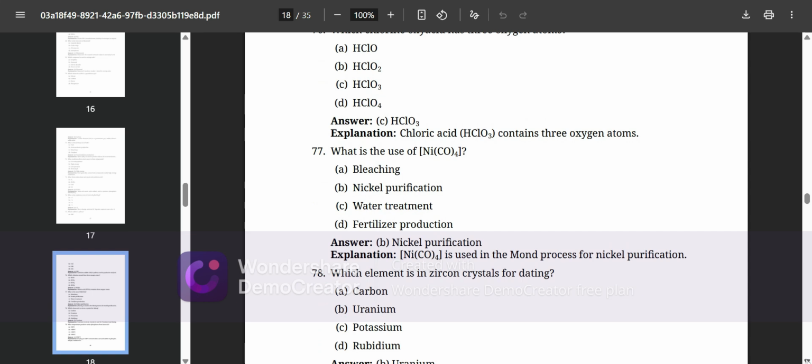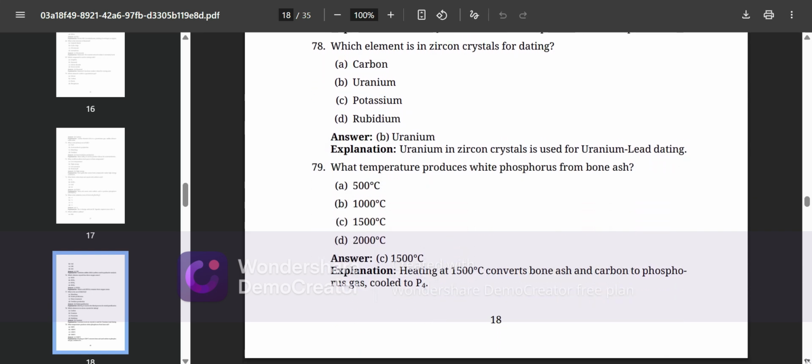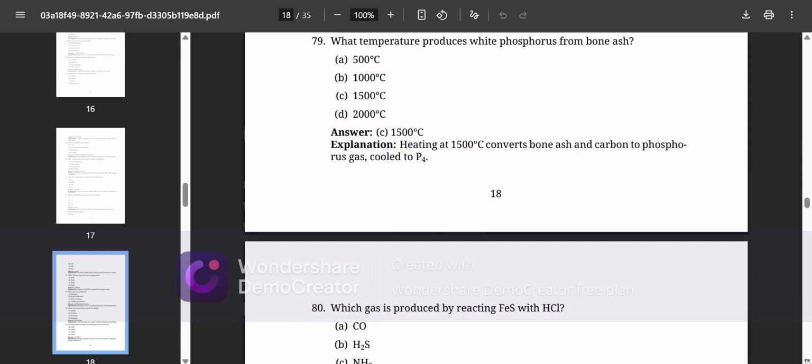What is the use of Ni(CO)4? Nickel purification. Ni(CO)4 is used in the Mond process for nickel purification. Which element in zircon crystals is used for dating? Uranium. Uranium in zircon crystals is used for uranium lead dating. What temperature produces white phosphorus from bone ash? 1500 degrees Celsius. Heating at 1500 degrees Celsius converts bone ash and carbon to phosphorus gas, which cools to P4.